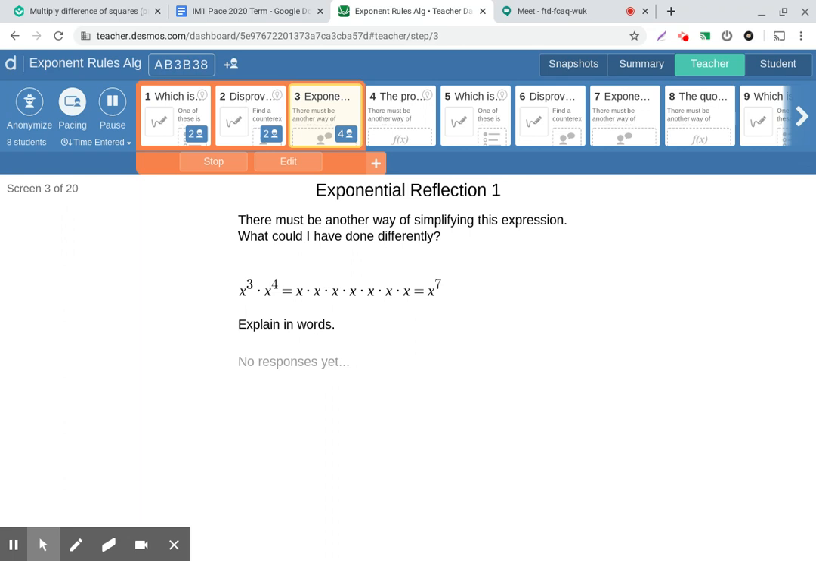There must be another way to simplify this expression. Yeah, explain it in words. You could say x cubed times x to the 4th is really saying x to itself 7 times, right? You're multiplying the number over and over 7 times.